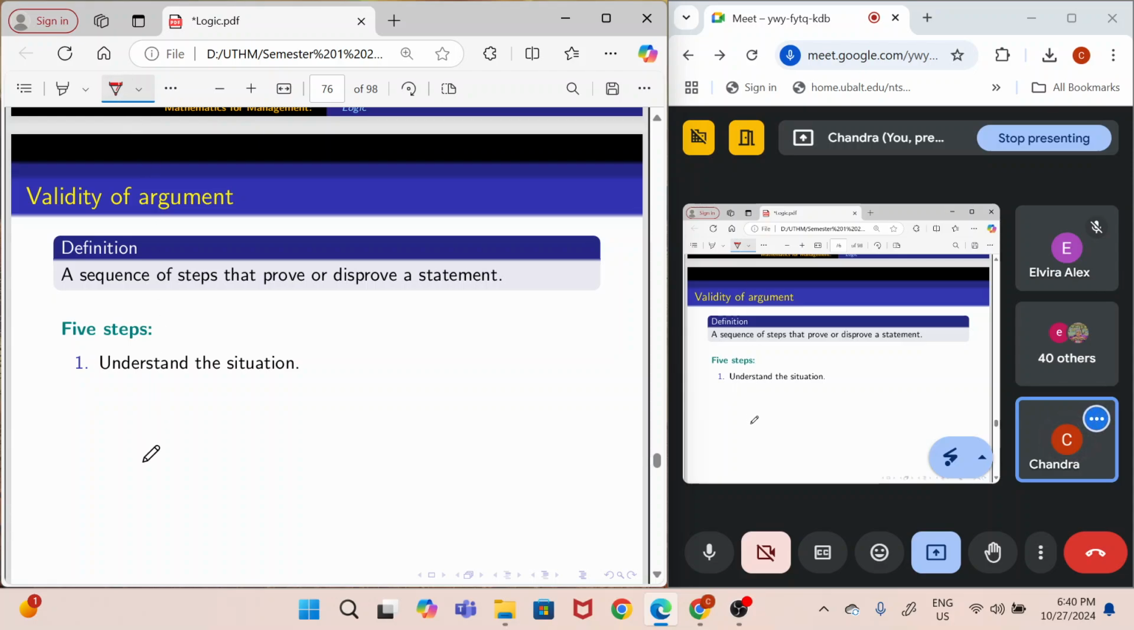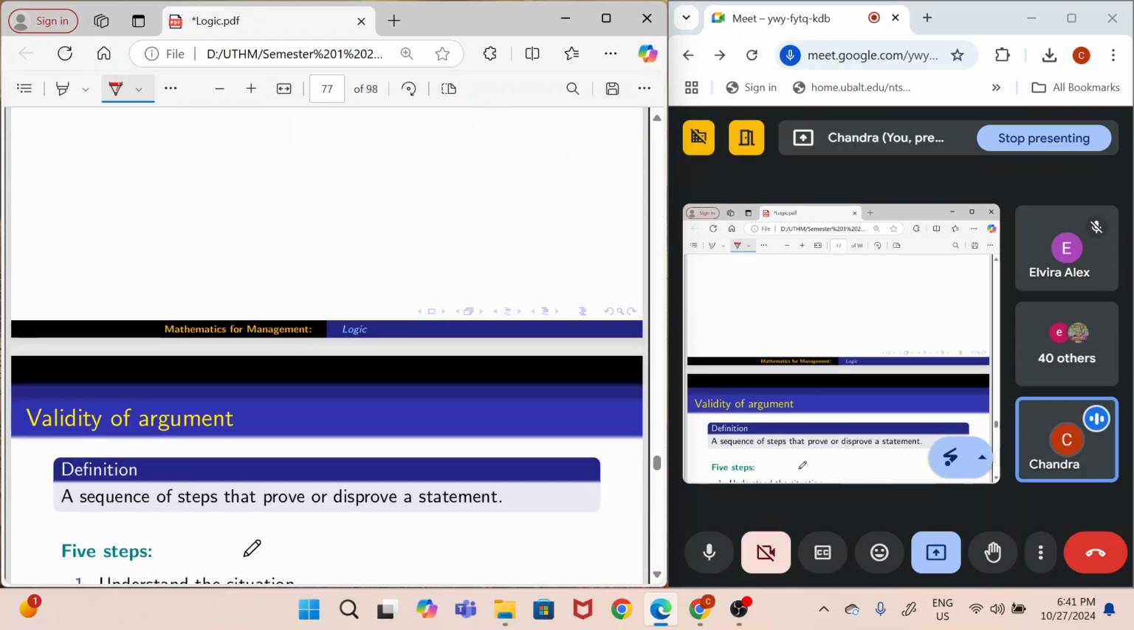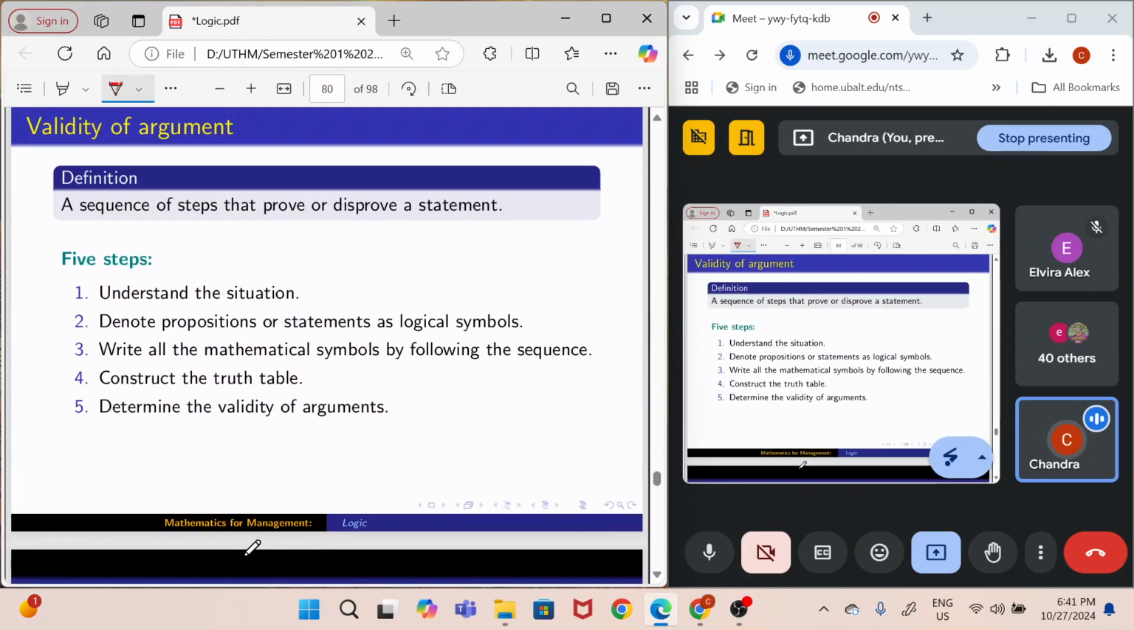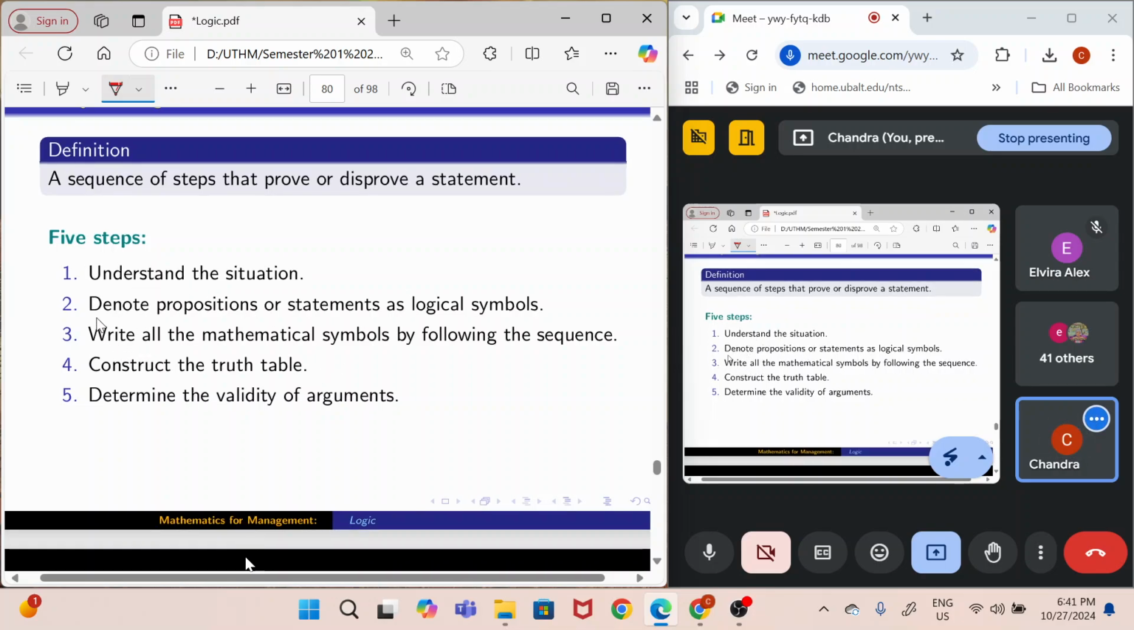First of all, these are the five steps to do the validity of argument. Understand the situation, denote proposition, statement and logical symbol, write all mathematical symbols in a sequence, do the truth table, and find the validity, which means checking for tautology. If all are true, then it is valid. If it is a tautology, then it is valid.